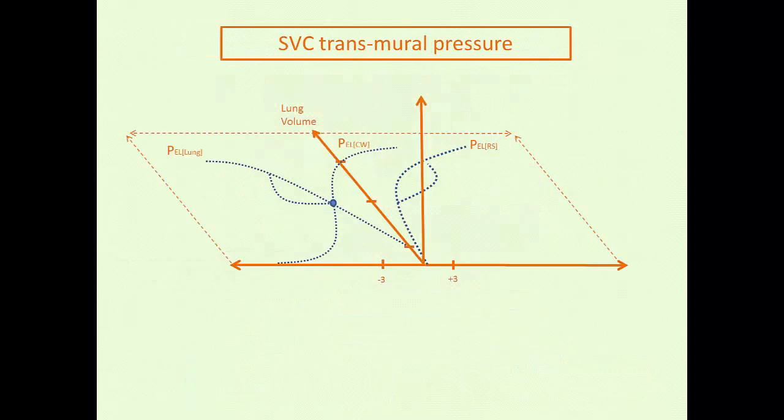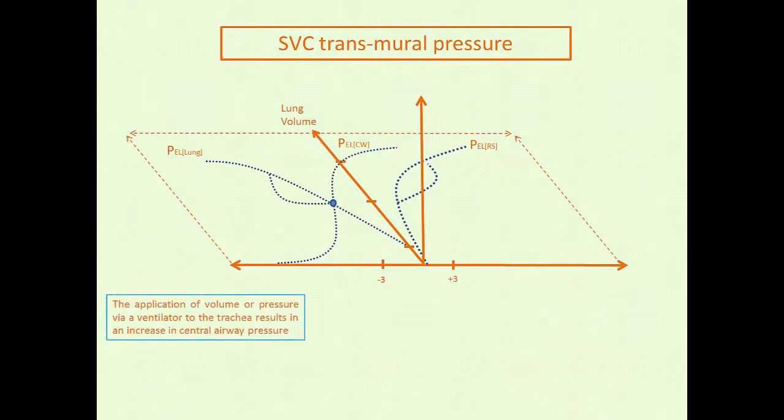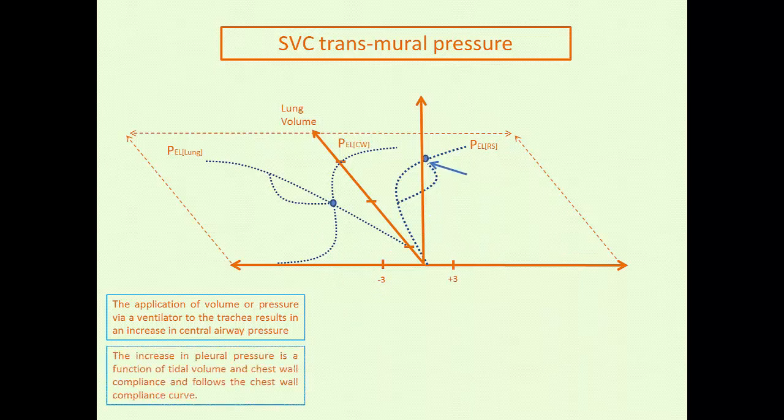So that can be graphically illustrated on this hybrid between the Guyton and Campbell analyses that you've seen ad nauseum at this point. So the application of volume or pressure via a ventilator to the trachea results in an increase in the central airway pressure, and that is depicted on the elastance curve of the respiratory system. So this curve is a summation of the compliances of the lungs and the chest wall together. Okay, so that is the pressure you would measure at the proximal trachea off the ventilator.